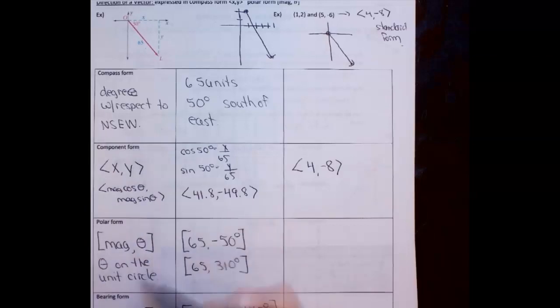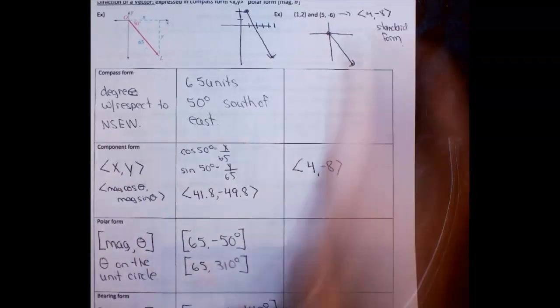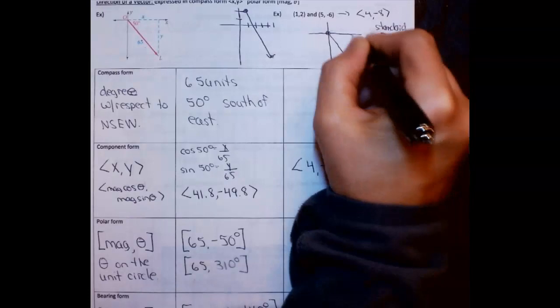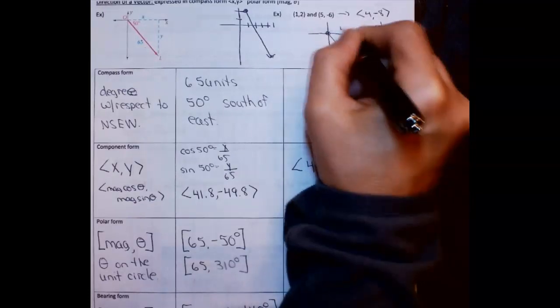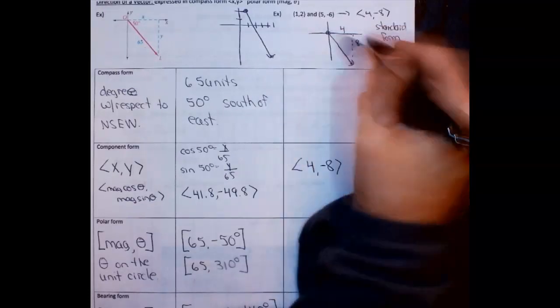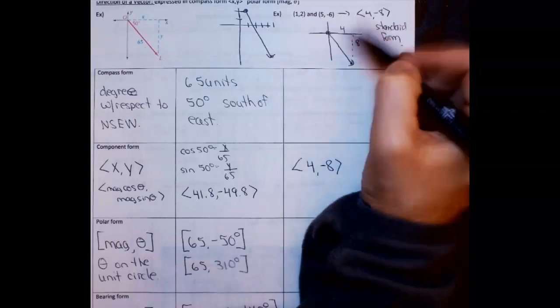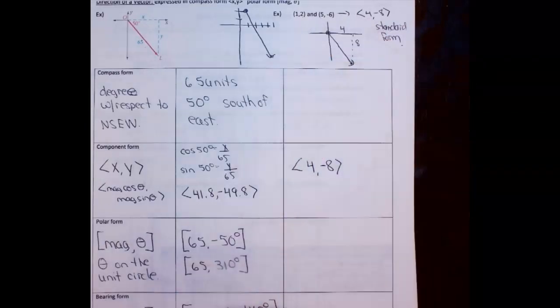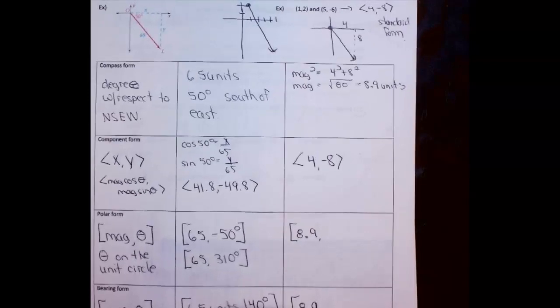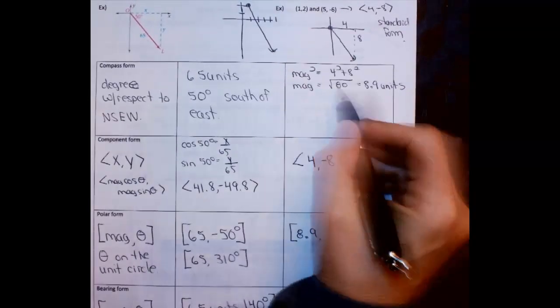So when we write it in compass form, or the polar, the bearing, the first thing we need to do is go and find the length of that vector. I've got 4 here and 8 here. We can either use the distance formula or we can use Pythagorean's theorem. I'm going to suggest let's use Pythagorean's theorem. I'm going to pause, give you guys a minute to go ahead and do that. Okay, using Pythagorean's theorem, I ended up with radical 80, or 8.9 units.